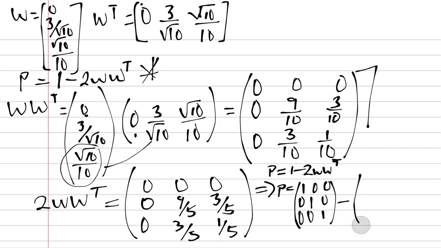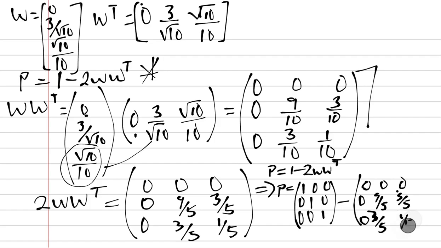Minus our value that we got here, which is 0, 0, 0, 0, 9 over 5, 3 over 5, then 0, 3 over 5, 3 over 5. Don't mind my writing. Then what?